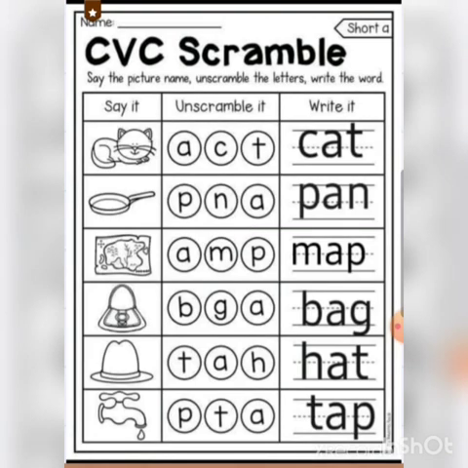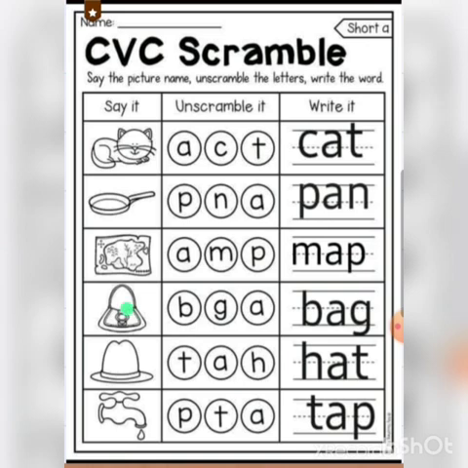Now let's come to the next page. Say it, unscramble it, write it. Cat, C-A-T, cat. Next is pan, P-A-N, pan. Map, M-A-P, map.